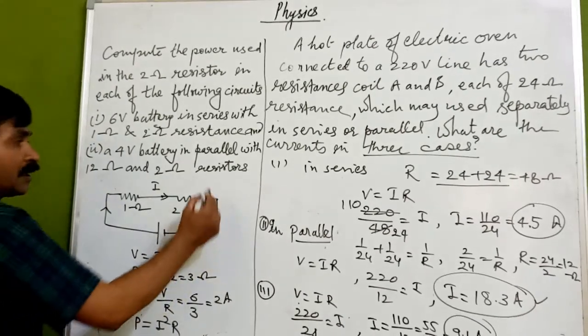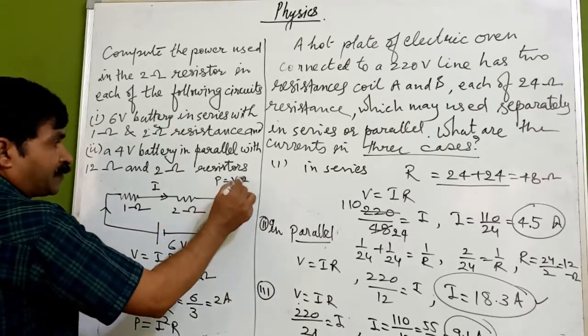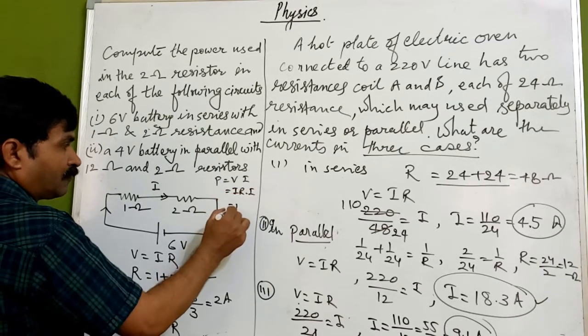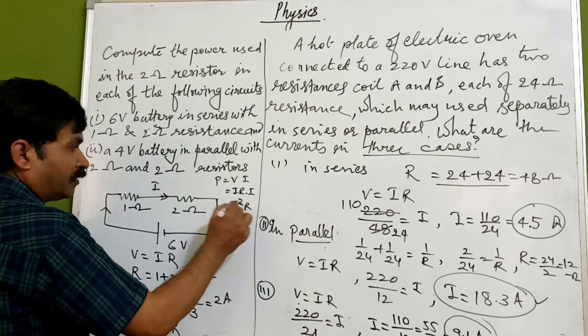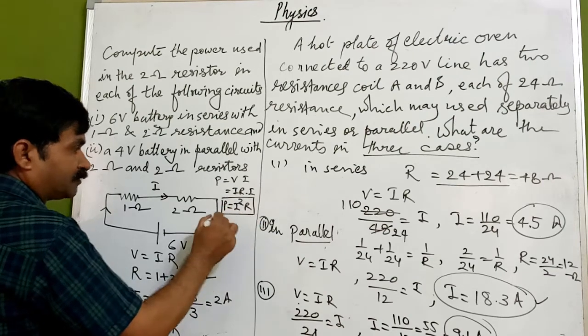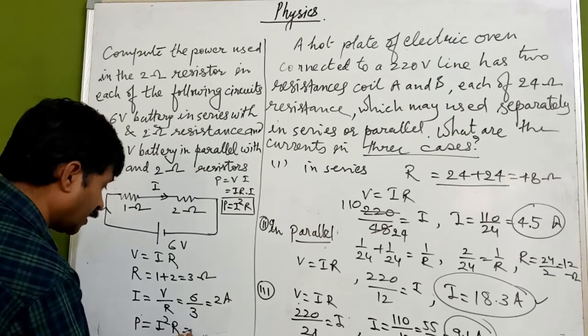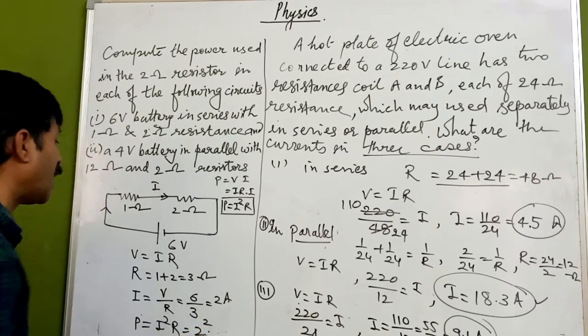If we have P equal to V into I, we can have V equal to I into R, so P equals I into R into I. Ultimately what we are getting is I square R, which is the power. We are applying this here, so here we get 2 square into R.